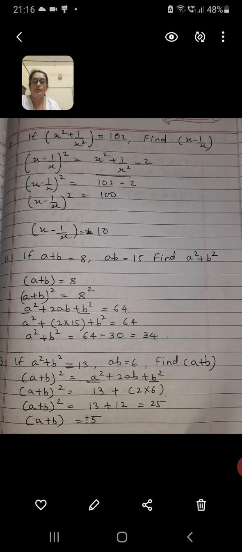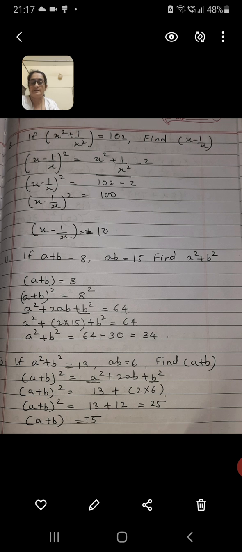So x minus 1 upon x, if you square the whole bracket, you will get x square plus 1 upon x square minus 2. So x square plus 1 upon x square value is given, that is 102. So put that value, 102 minus 2 to the right hand side, that gives you 100. So x minus 1 upon x the whole bracket square is 100.